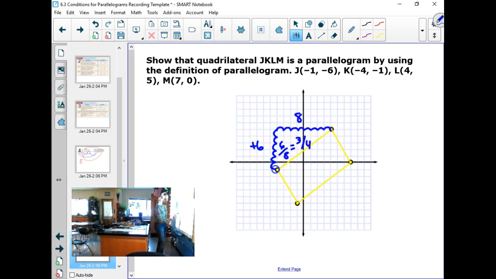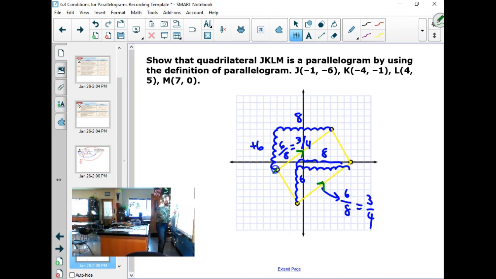Let's check this one. I'm going to go 1, 2, 3, 4, 5, 6, 7, 8. There we go. There's my mistake. So I do go up 8 and 6. So the slope of this one is 6 over 8. That's bad counting. You guys figured it out, which is 3 over 4. So these sides here, I know, are parallel. Sweet. Now I just need to check the other ones.